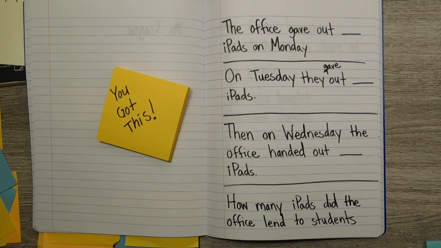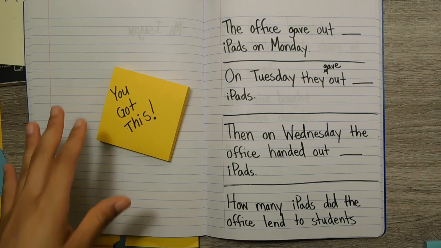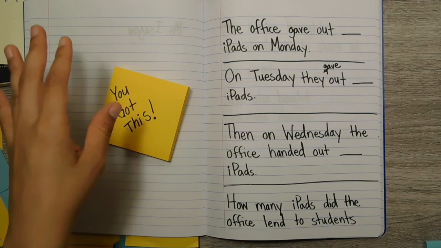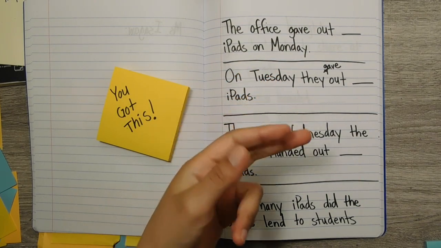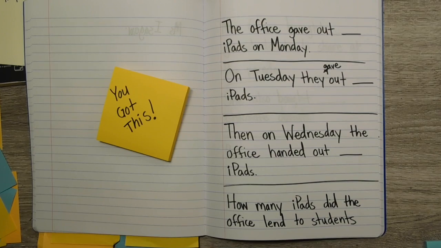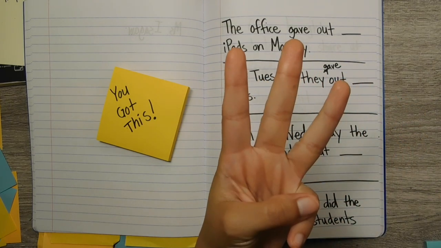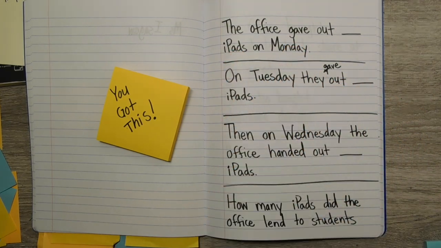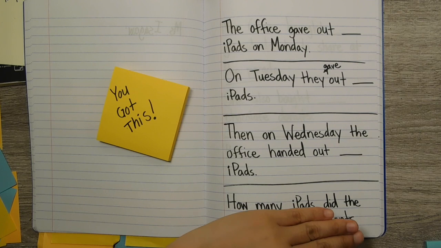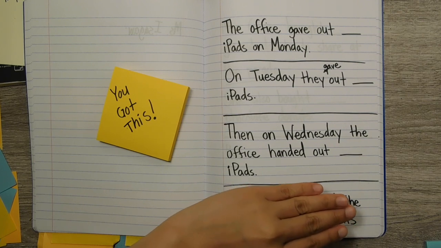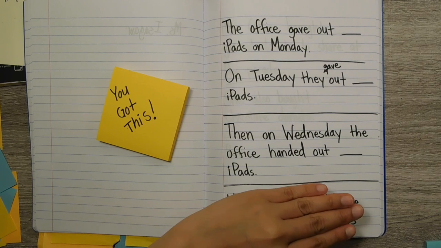So let's think about this, mathematicians. The office gave out some iPads on Monday, Tuesday, and Wednesday. They're giving something out on all 3 days. So think to yourself, what do you think the problem is asking you to do? I know you see the question, but really think before you read it. What do you think the problem is asking you to do? What might you have to do?